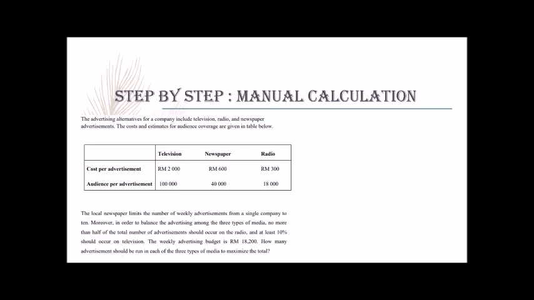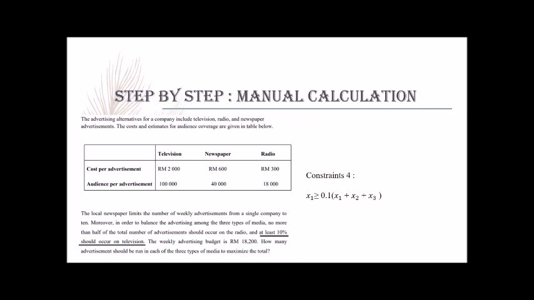For the last constraint, the hint given is at least 10% of the total number of advertisements should occur on television. This constraint involves x1. The sign for this constraint is greater than or equal to because it is at least 10%, which means it's either 10% or more. 10% can also be written as 0.1. So the constraint is x1 greater than or equal to 0.1 times (x1 plus x2 plus x3).